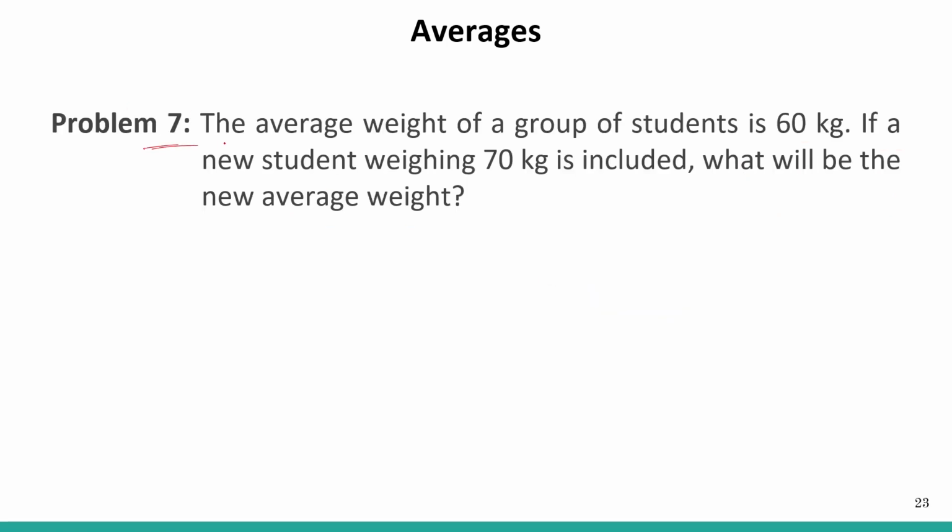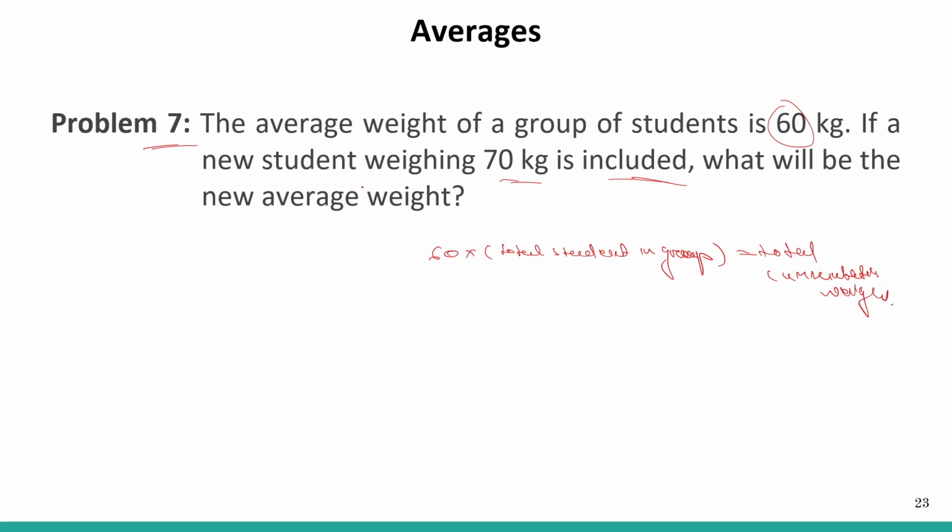What is problem number 7? The average weight of a group of students is 60 kg. If a new student weighing 70 kg is included, what will be the new average weight? The average weight of the group is 60 kg, so 60 into the total students in the group will be the total cumulative weight.